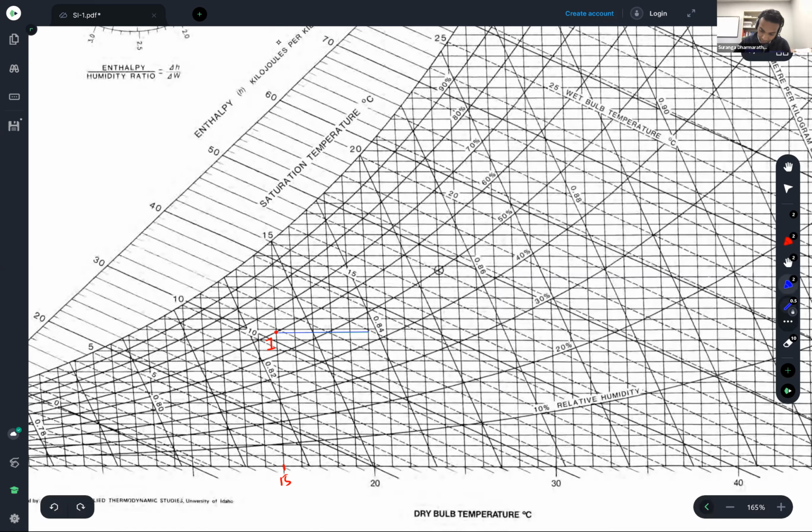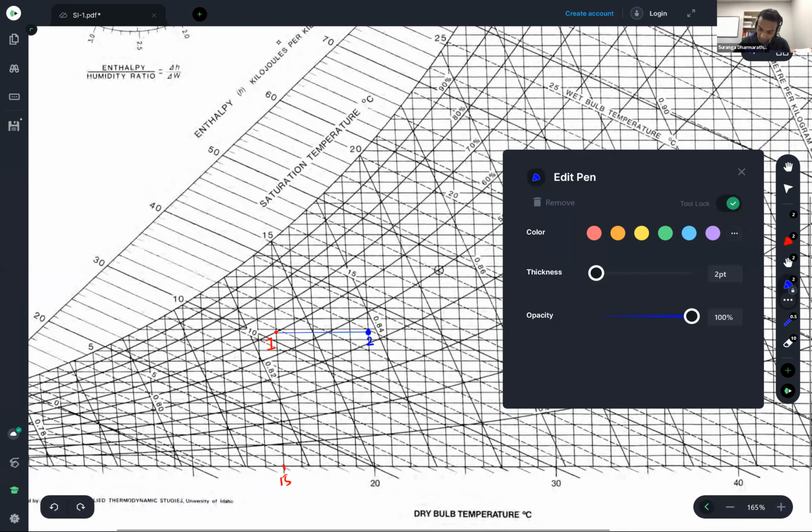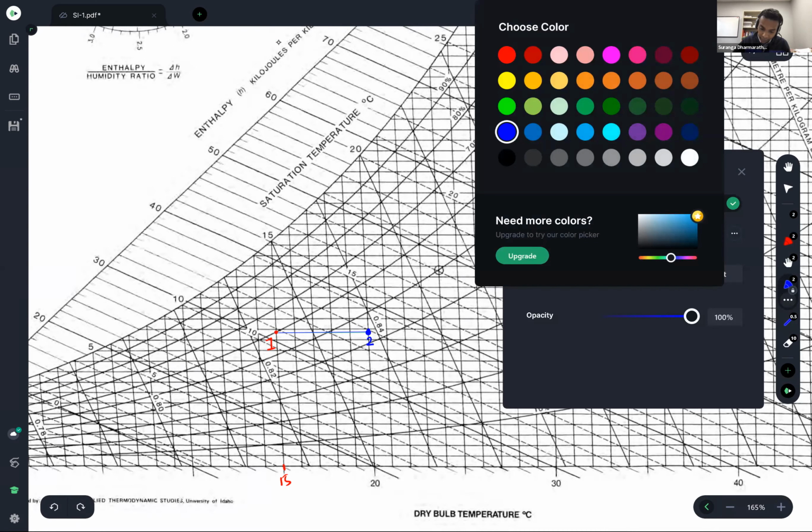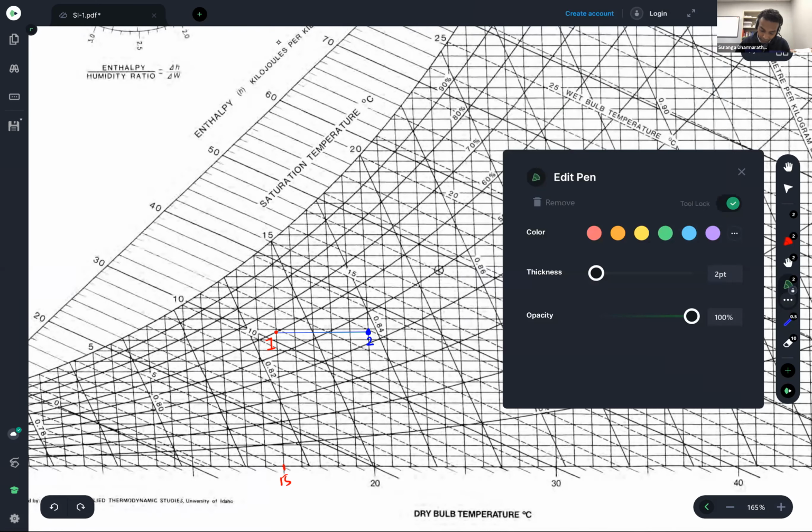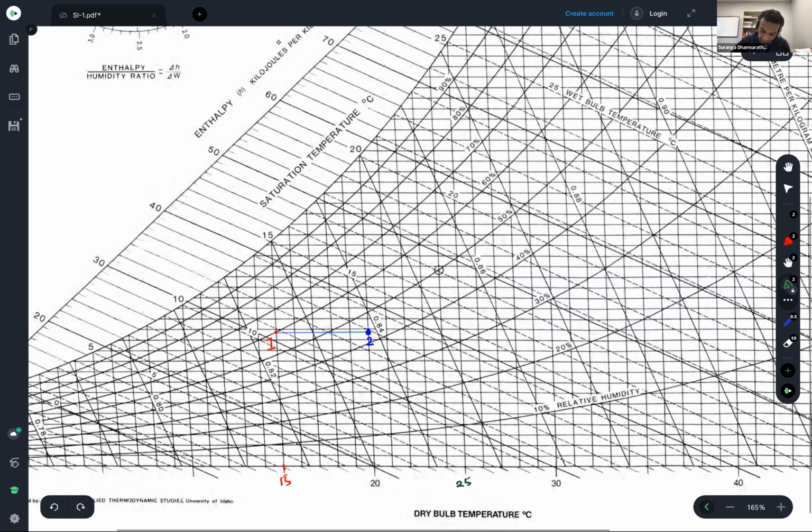So 20 about this point, 2, and then 3 is 62.5 and 65%. So 25 is, make it a different color. So we have 25 is here. And along this line, you go to 65, somewhere at the middle. So this is 3.